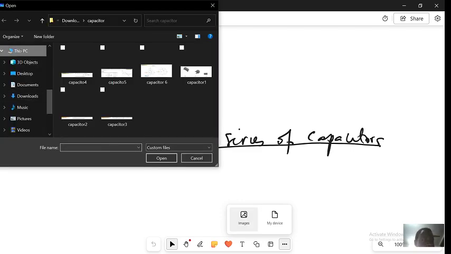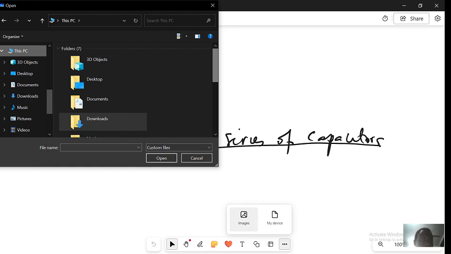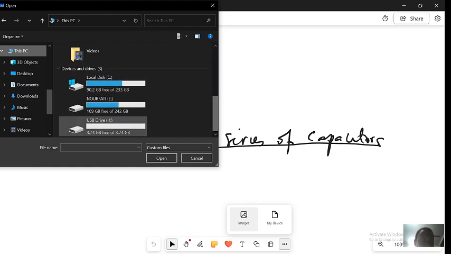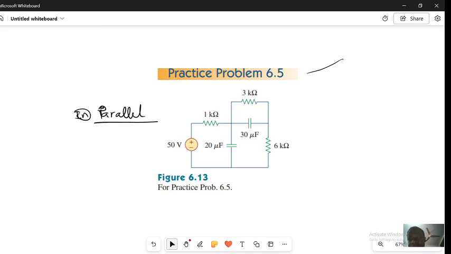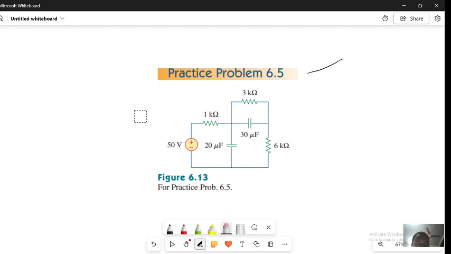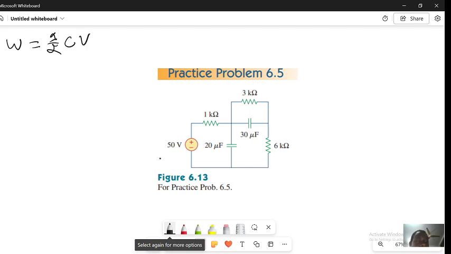Let's say, for example, we have this one. We want to find the energy across the capacitor. Now, to find the energy across the capacitor, we will have to know first the formula. We know energy equal 1 by 2 CV square. We already demonstrated how it comes so far.